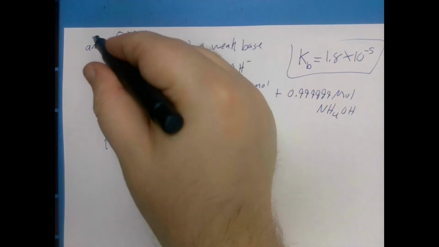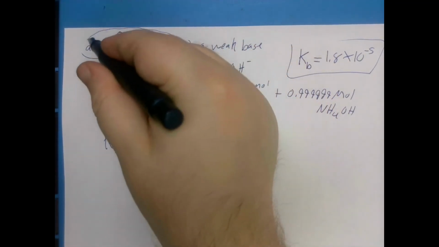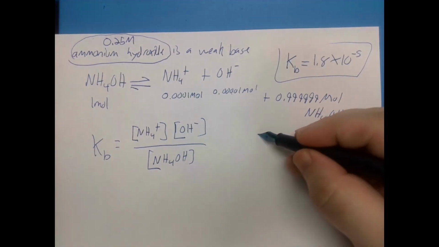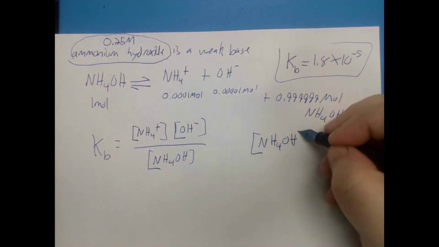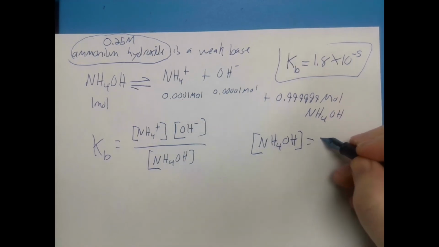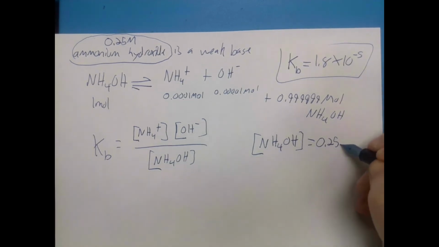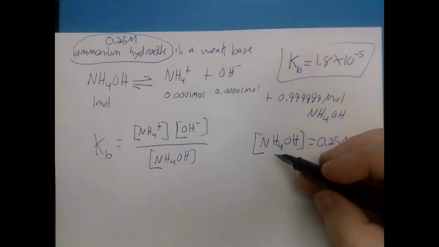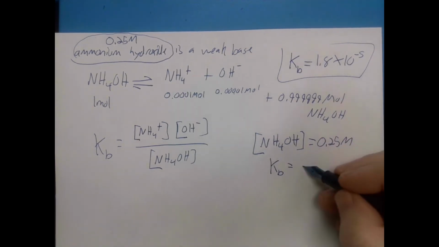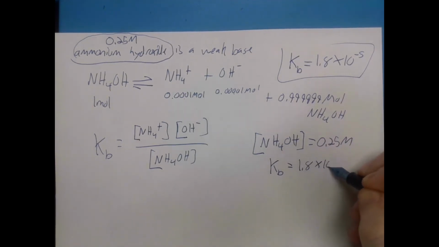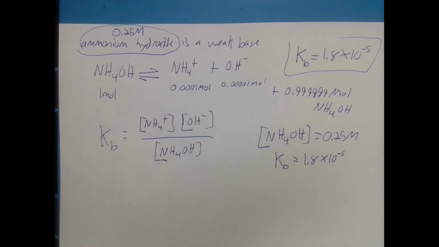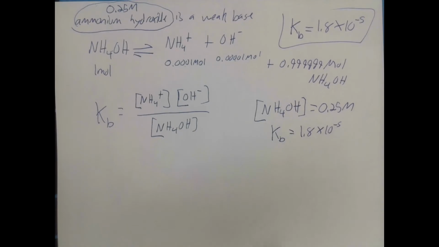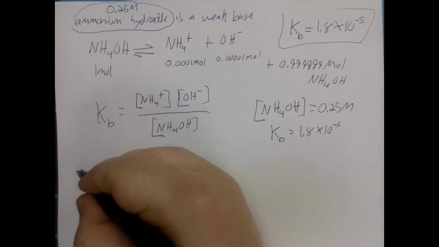So this initial solution tells me that the concentration of NH4OH is equal to 0.25 molar. And I know my Kb is equal to 1.8 times 10 to the negative 5. This is where the ICE method comes into play.